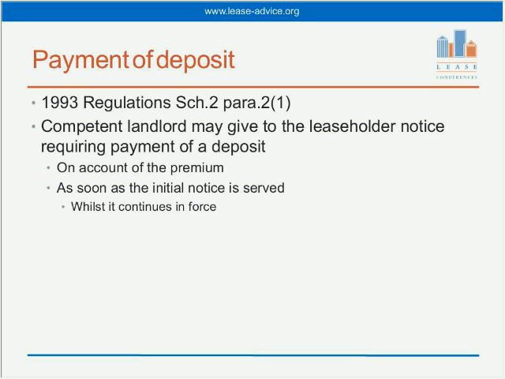They can do that as soon as the initial notice is served upon the competent landlord, and if they don't do it then, they can serve the formal notice for a deposit whilst the Section 42 notice continues in force. But I suspect the landlord will probably serve it as soon as possible.